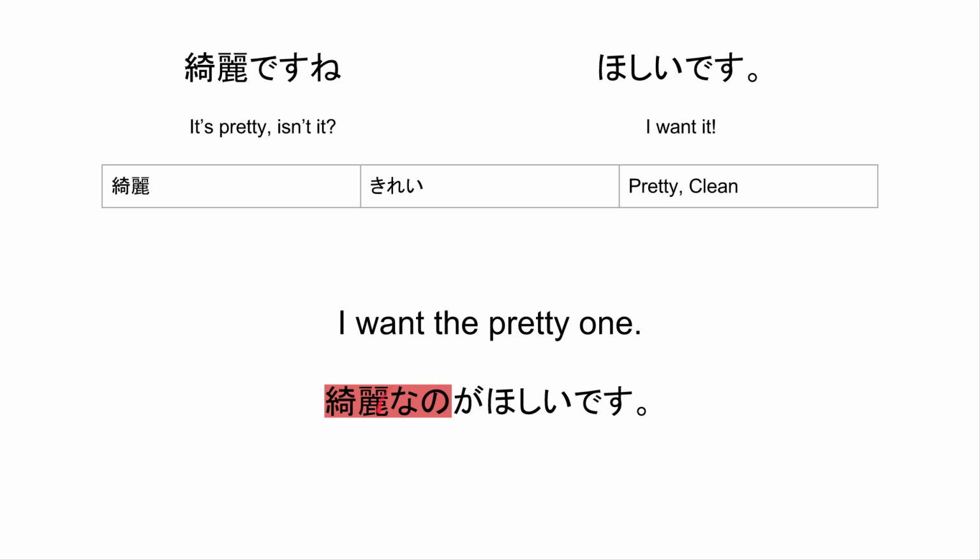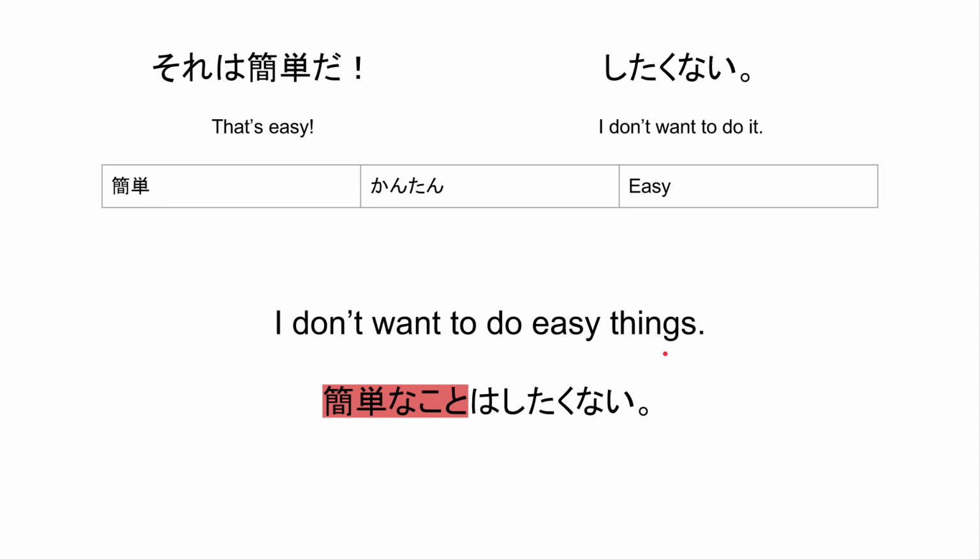When we get to more nominalizations, you're going to see that we can just throw verbs in front of any noun and describe it. But here, we're using the na adjective into a no. The no is sort of a replacement of a noun. We're sort of using a no instead of a noun. So I want the pretty one. Notice how in English we use the word one, even though we're not saying I want a pretty. We're saying I want the pretty one. One is sort of a pronoun for thing. Alright, kirei na no ga hoshii desu. I want the pretty one.